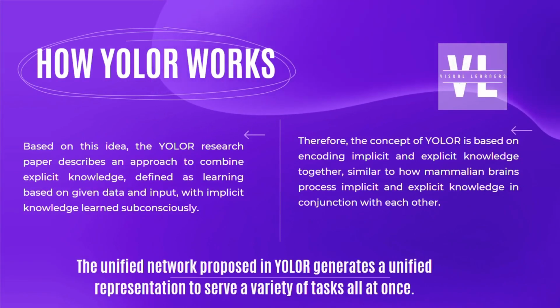So based on this idea of how humans learn, the YOLOR research paper describes an approach to combine both explicit knowledge, which is defined as learning based on given data and input, with implicit knowledge that is learned subconsciously. Therefore, the concept of YOLOR is based on encoding implicit and explicit knowledge together, similar to how mammalian brains process implicit and explicit knowledge in conjunction with each other. So the unified network proposed in YOLOR generates a unified representation to serve a variety of tasks all at once.